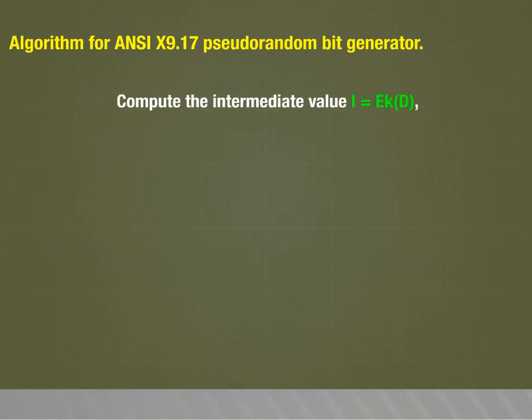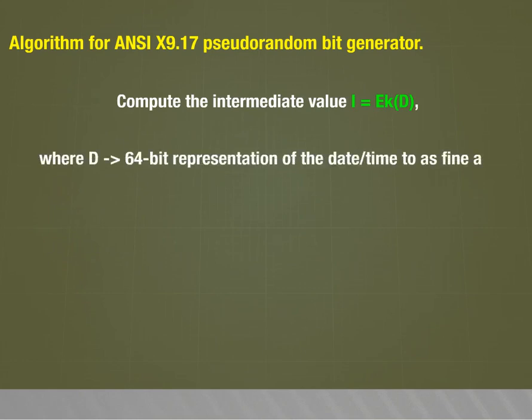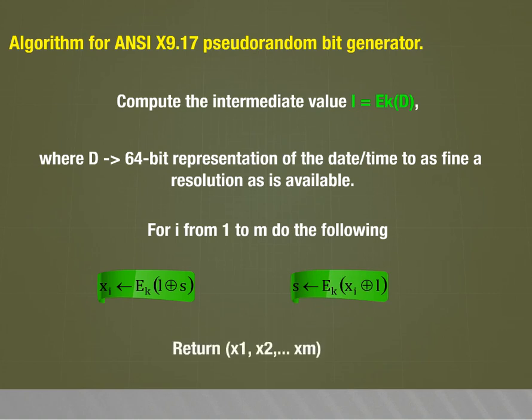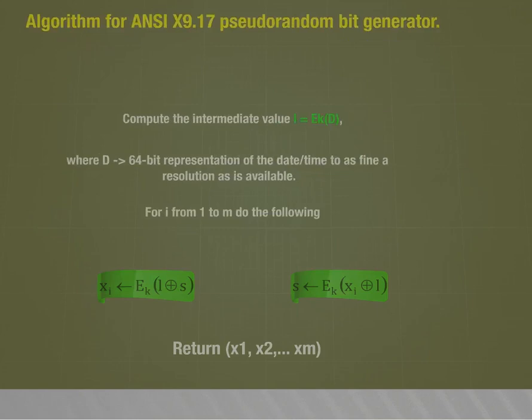Compute the intermediate value I equal to E_K of D, where D is a 64-bit representation of the date or time to as fine a resolution as is available. For i from 1 to m, do the following. xi is equal to E_K of (I XOR s). s is equal to E_K of (xi XOR I). Return x1, x2 and so on up to xm.